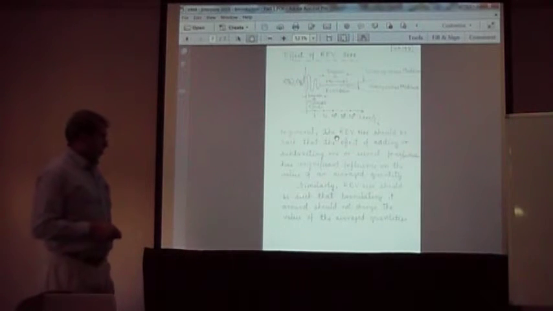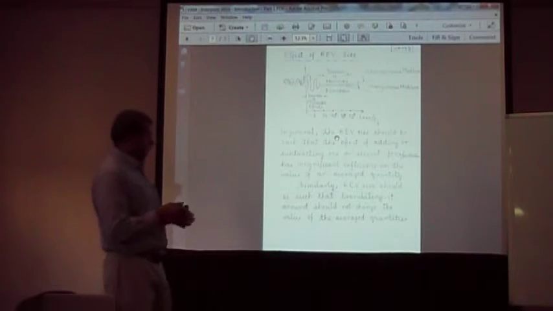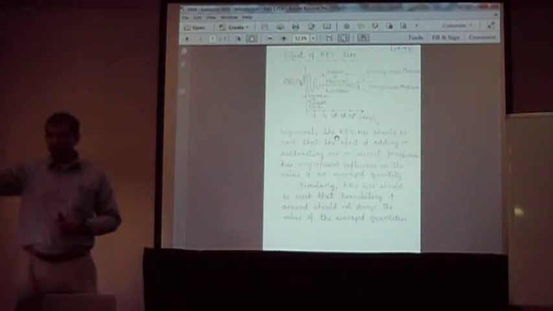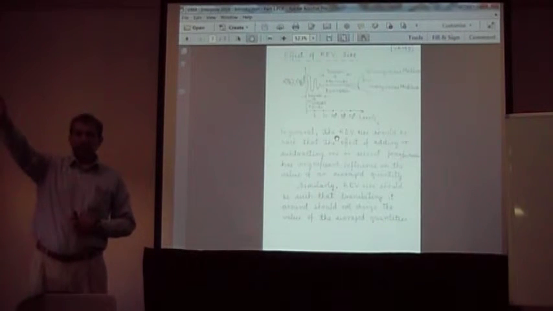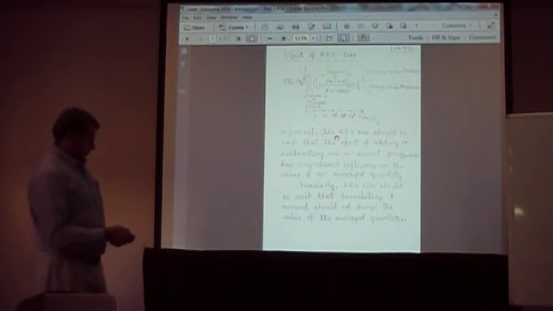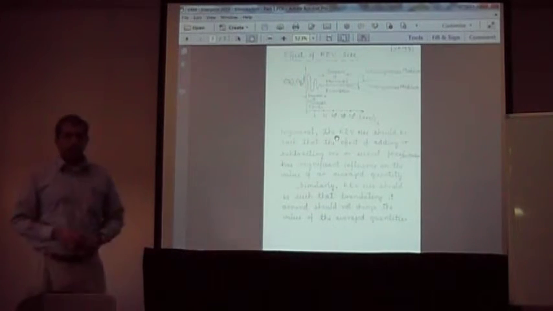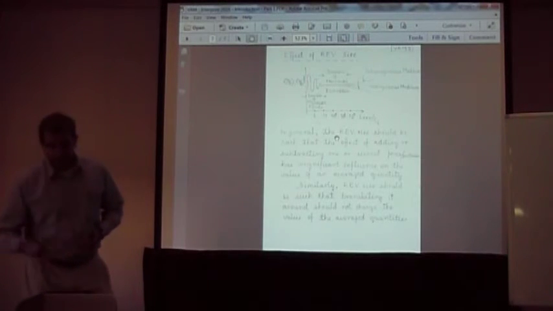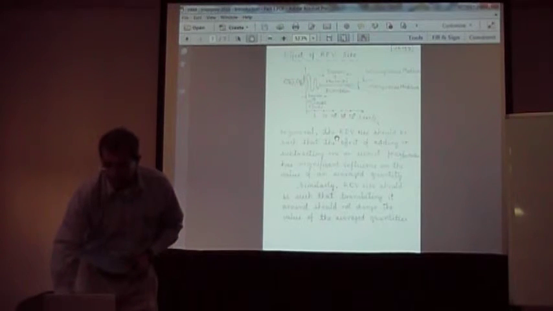Similarly, the REV size should be such that translating it around does not change the averaged quantities. So let's say you have a micrograph, you choose a certain region as your REV, and if you translate it a little bit, there should not be much change in the value. So translating it around should not change the value of the averaged quantities. Okay? So that's a general rule of thumb that we can have.